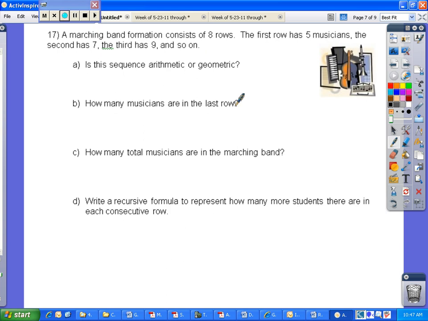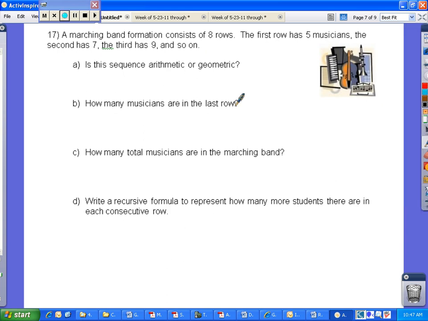For number 17, a marching band formation consists of 8 rows. The first row is 5, the second has 7, the third has 9, and so forth. So this sequence is definitely going to be arithmetic again because you're adding 2 each time. So 5, 7, 9 indicates you're adding 2 each time, where a sub 1 is 5 and your common difference is 2.